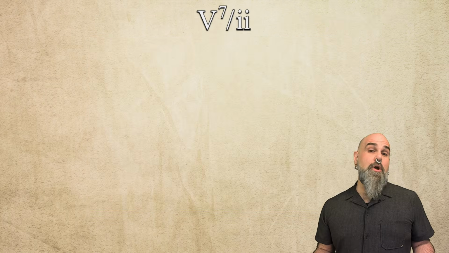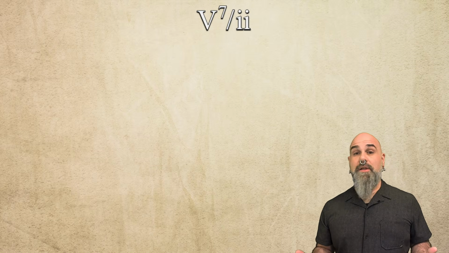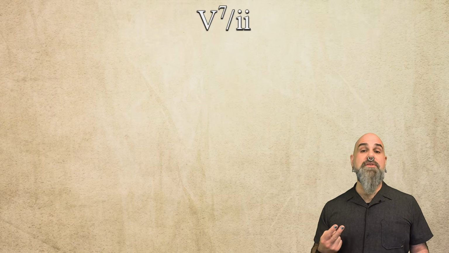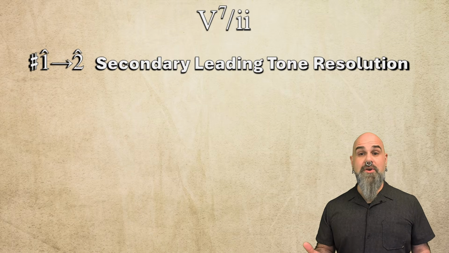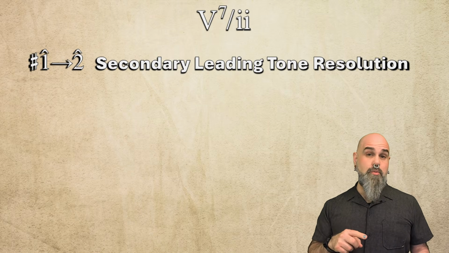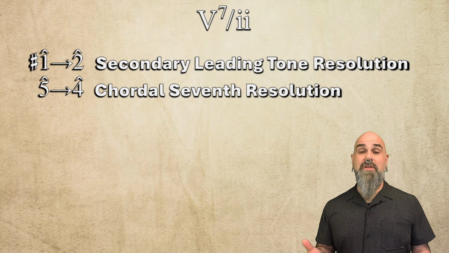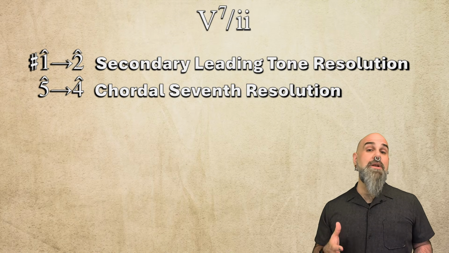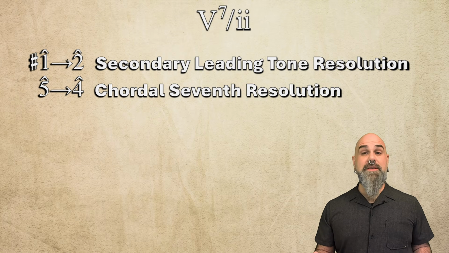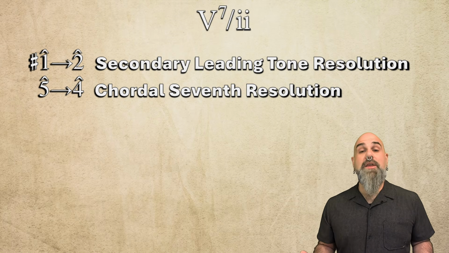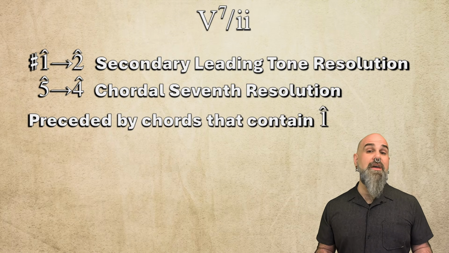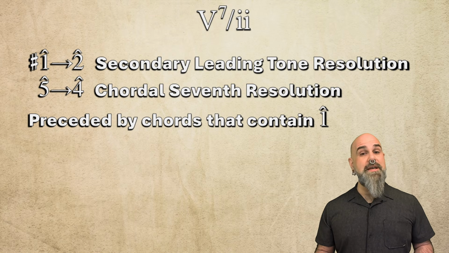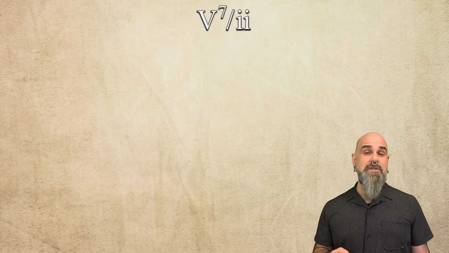Now, when you're writing 4-part harmony, this chord will show up in all its inversions. As with any applied chord, there are 2 required resolutions. The secondary leading tone resolves up from sharp 1 to 2, and the chordal 7th resolves down from 5 to 4. Usually, the chord leading into 5/7 of 2 is the 1 chord, but it can be any chord that contains scale degree 1, like inversions of 4 or 6. Here are each of the inversions of 5/7 of 2 in common patterns you might see.